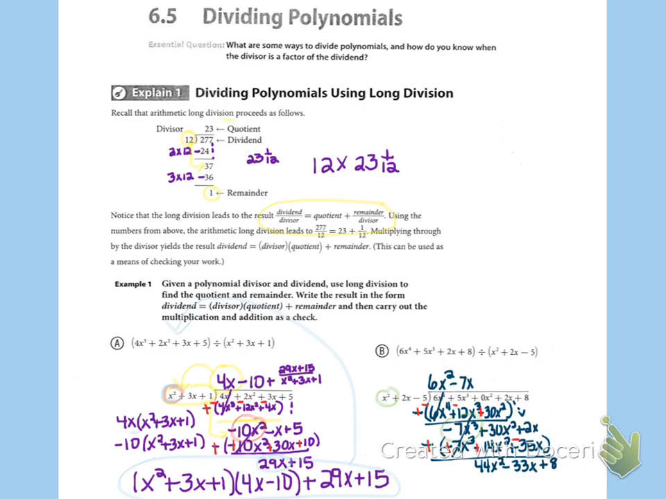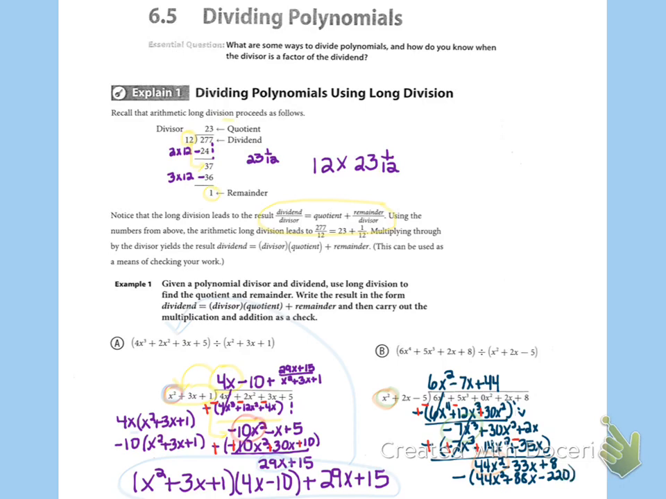And I can see how many times does x squared go into 44x squared, and it'll go in there positive 44 times. Now I'm going to take that positive 44, multiply it by the divisor, and we're going to subtract again. So 44 times x squared is 44x squared. 44 times positive 2x is 88x, and positive 44 times negative 5 is negative 220.